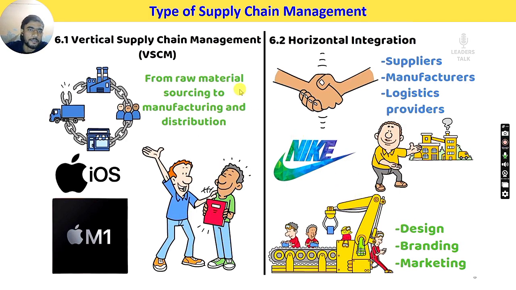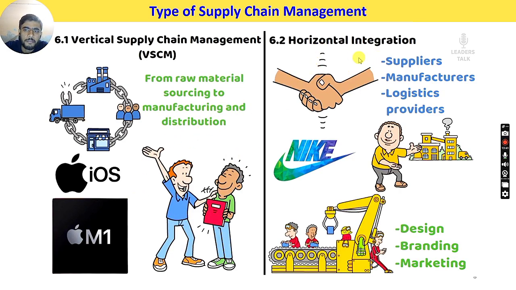So these are the types of supply chain management. First of all, vertical supply chain management means from raw material to end product, and they don't take help from anybody. Like if we talk about the Apple M1 laptop, they use their own raw material and everything, their own vans or their own systems for delivery, their own plants. Everything is of their own company, from raw material sourcing to manufacturing and distribution.